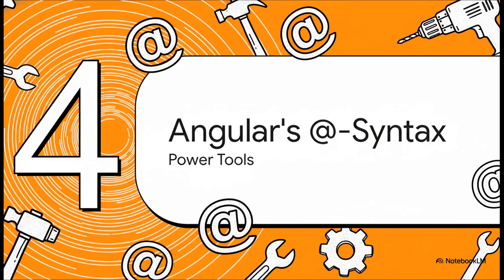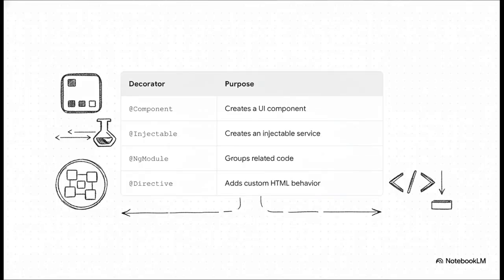set of power tools. These little @ symbols are basically how we tell Angular what every single piece of our code is supposed to do. These four right here, they're the backbone of pretty much any Angular app you'll ever see. So instead of writing a ton of boilerplate code, you just slap one of these decorators on your class. @Component says, hey Angular, this is a piece of the user interface. @Injectable says, this is a service with some logic we can share. You're just telling Angular what a thing is, and it handles all the complicated stuff for you.